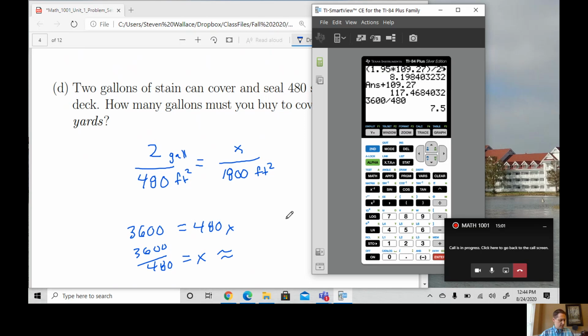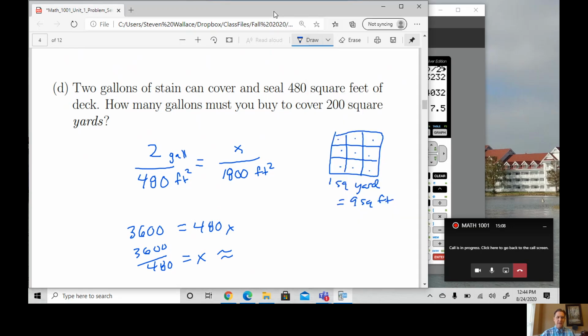Oops, wait a minute. Oh, no, it's not 1,800. I made a mistake here, right? 200 times 9 is not 1,800, it's 18,000. I have an extra 0 here. So it's about 75 gallons.